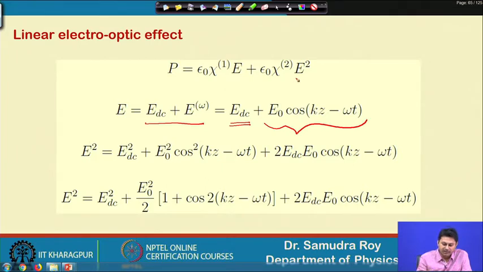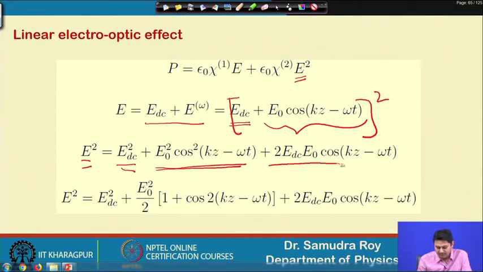So, when I make a square term, so E square, this E square is now here. That means I am making a square over this term. So, when I make a square over this term, what happened? We will have a square which is E_DC, plus b square, which is the square of this term, plus the coupling term, that means 2ab term. So, 2ab means 2 times E_DC times E0 cos(kz minus omega t).